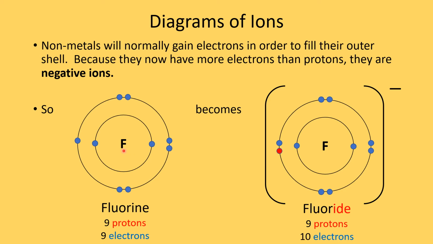So our 9 protons that were originally here are still present in the ion. The 10 electrons that are here means we have 1 more electron than we have protons, and therefore we have this negative charge. Now you can show that. Usually what we would do is pop that into brackets and put a charge up at the right hand side here to show that that is the charge on the ion.